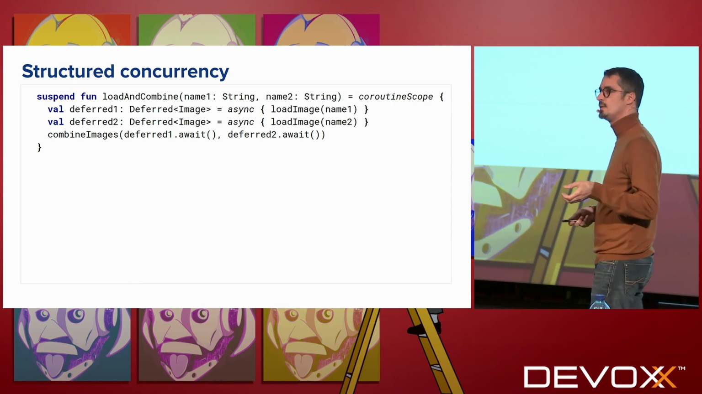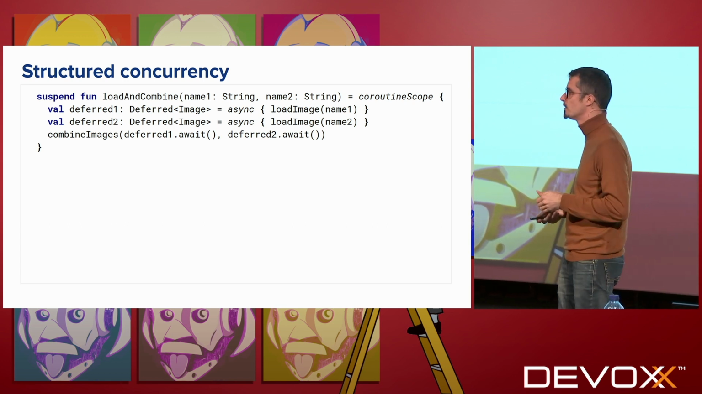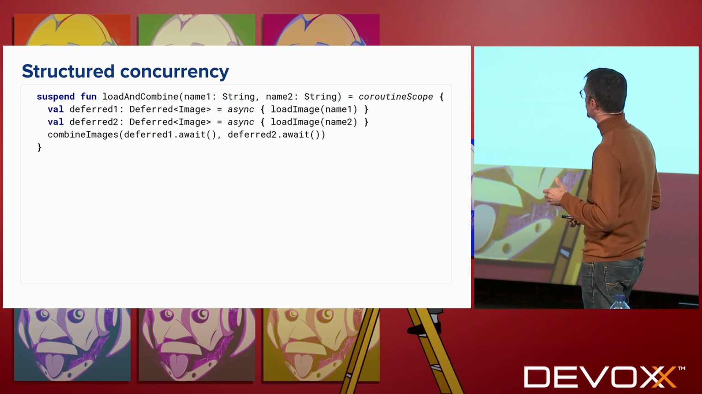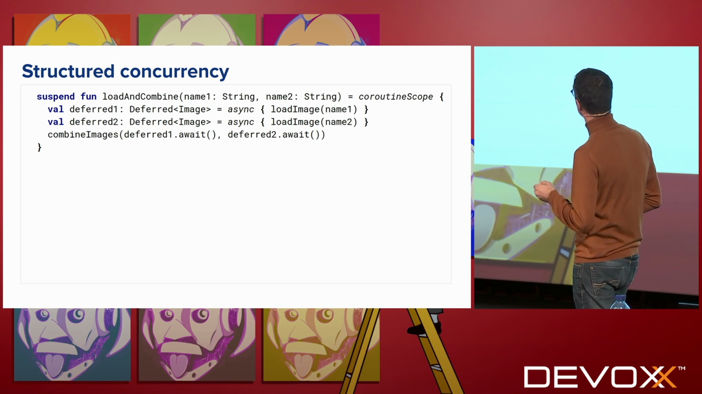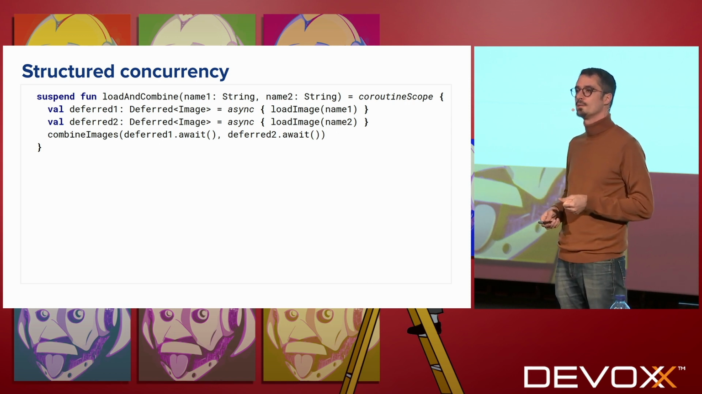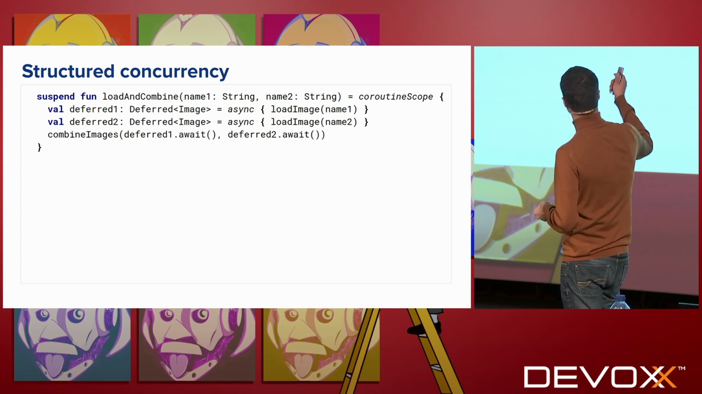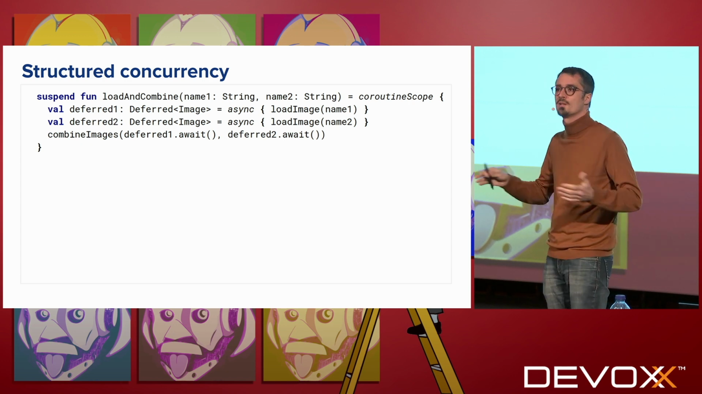And what happens if you have an error in one of these functions? You need to define that, for example, when you have an error loading image 1, you want to cancel image 2. And that's what structured concurrency allows. Here we define a coroutine scope. It's like a transaction, for example.